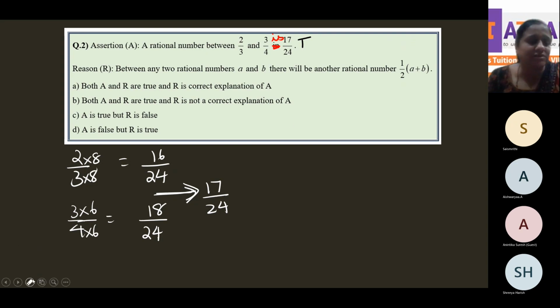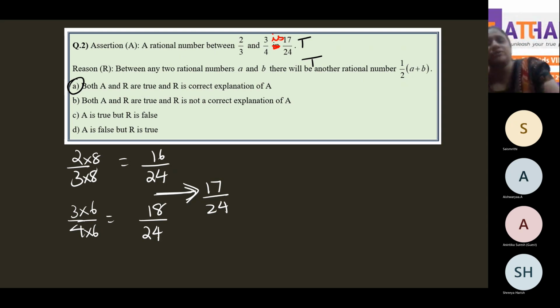Between any two rational numbers A and B, there will be another rational number, half of A plus B, is true. The answer is A, ma'am. So both assertion and reason are true, and in the reason the same situation is explained. Like in the assertion, we have a number between two rational numbers. So here also they're talking about the same situation, that the rational number between two numbers is A plus B by 2, half of A plus B.